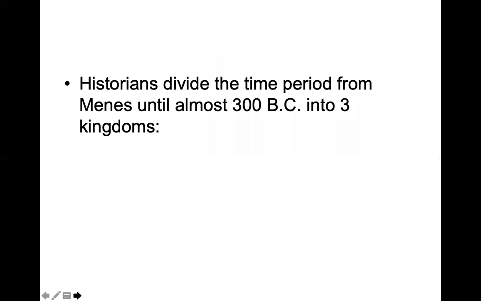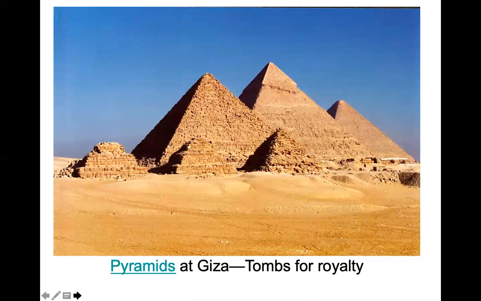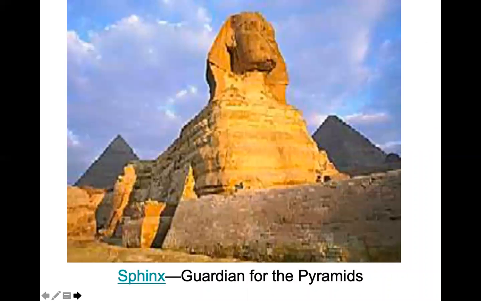Historians divided the time period from Menes into 3 kingdoms. Just know this, you don't have to know about the kingdoms as much. Do know that the pyramids at Giza are tombs for royalty. You could write about that, say that I was looking out at the Great Pyramids, the Sphinx.